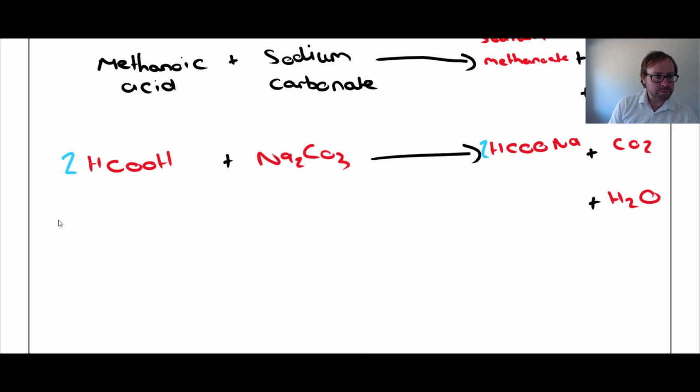And students seem to get confused with methanoic acid. So the structure of methanoic acid, it only has 1 carbon in it. Therefore, this must be the carbon.